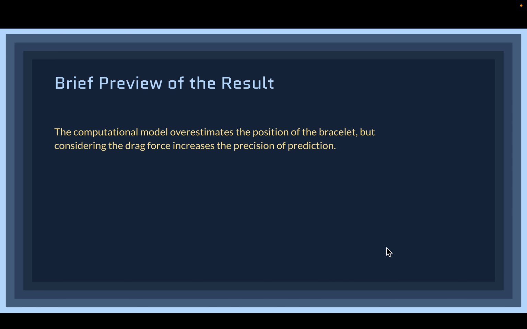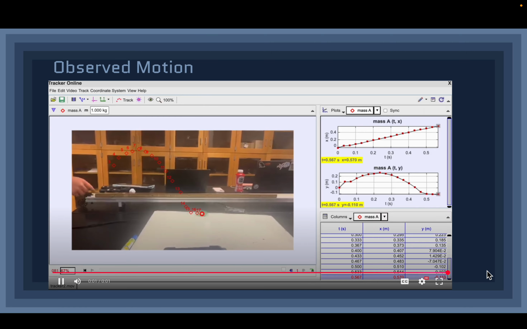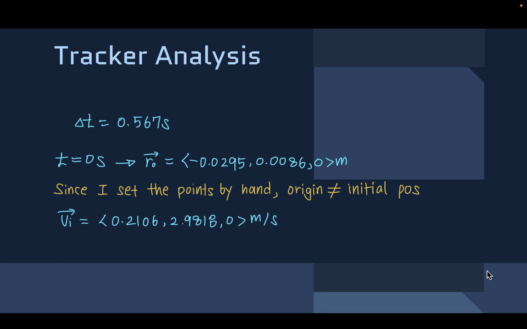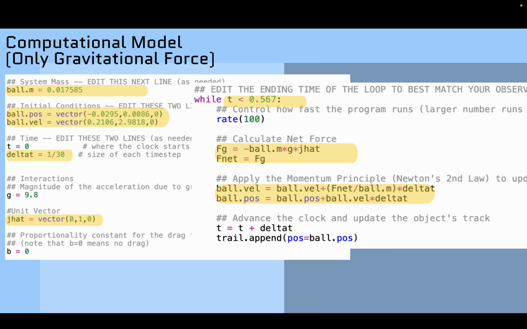If I give you a brief preview, the computational model overestimates the position of the bracelet, but considering the drag force increases the precision of the prediction. So this is the Tracker video. If I analyze the Tracker, the total time is 0.567 seconds, and I calculated the initial velocity. But I want to note that since I set the points by hand, the origin is not the initial position.